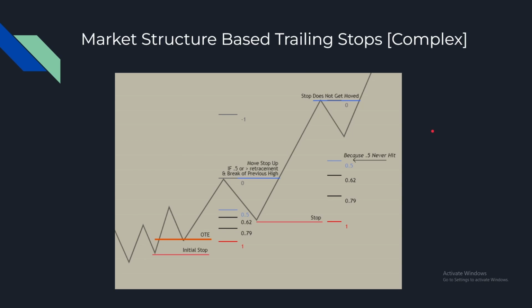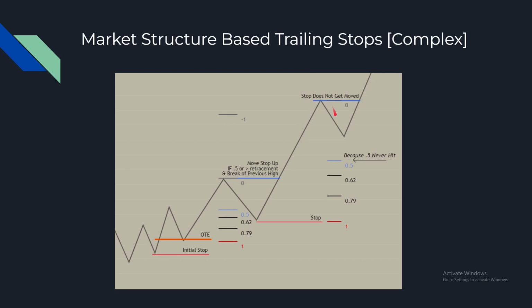And to make it a tiny bit more complicated, you can bring in Fibonacci's if you'd want to. And the only way I would do that is if you get an OTE down here, you get a secondary OTE, you can move your initial stop up to that low once it takes out that previous high.